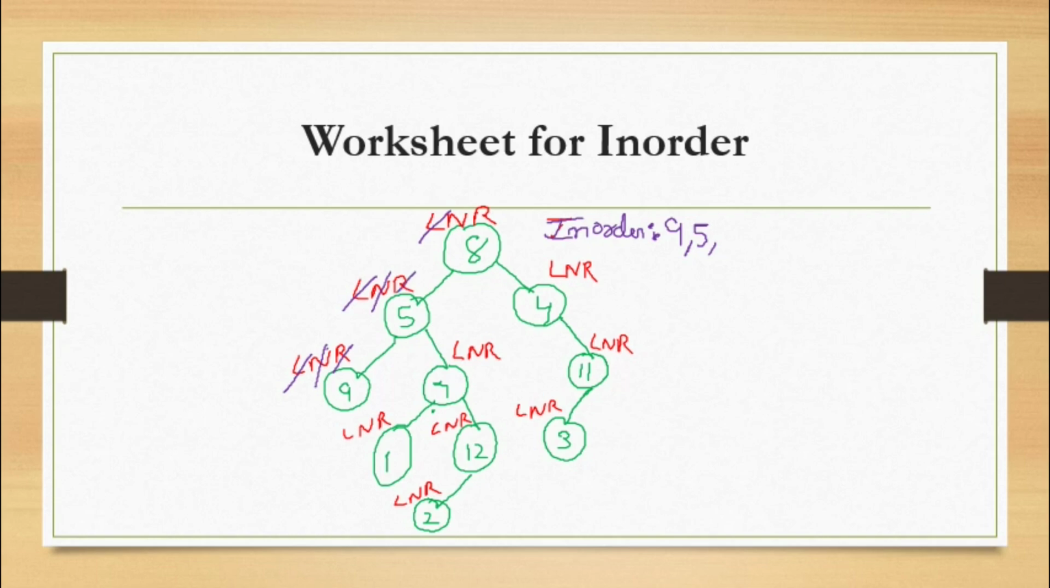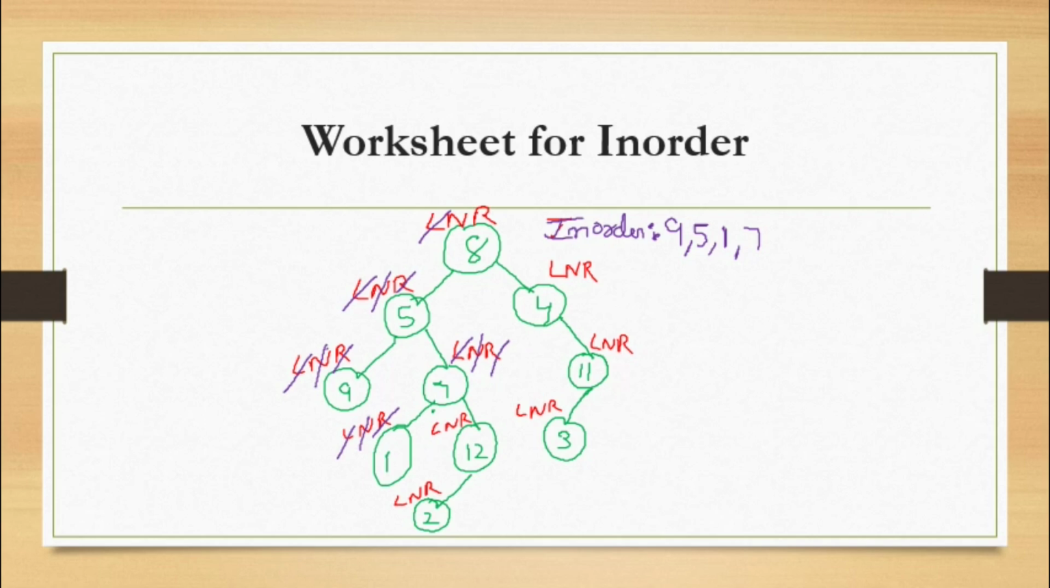Here again I go to the right of the 5. So I again have L, that is left. Left of 7 I have 1. Left of 1 we don't have anything, then we visit 1. Then I go to the right, I don't have anything. So I come back and I visit 7. Now I go to the right of 7.